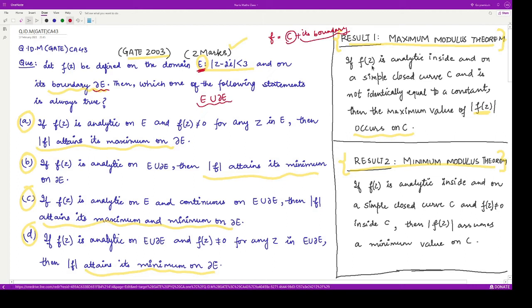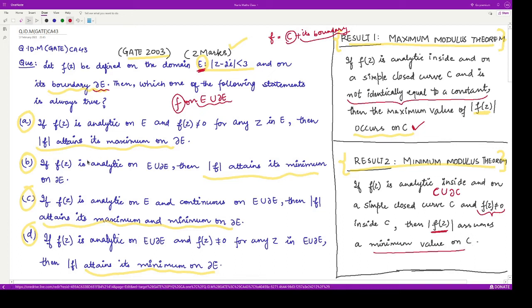So the theorem says that if a function is analytic inside and on a simple closed curve C, that means f is analytic on E union del E, and is not identically constant, in that case the maximum value of this modulus occurs on C. Another result is, if f(z) is analytic inside and on a simple closed curve C, so again C union with its boundary, and f(z) is not equal to 0, then the modulus of this particular function attains its minimum value on C. Here the condition for the minimum is that f is not equal to 0, and for the maximum it is that the function is not a constant.